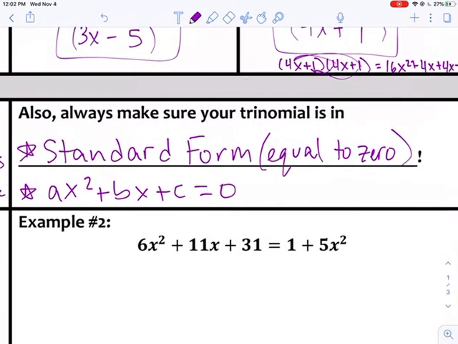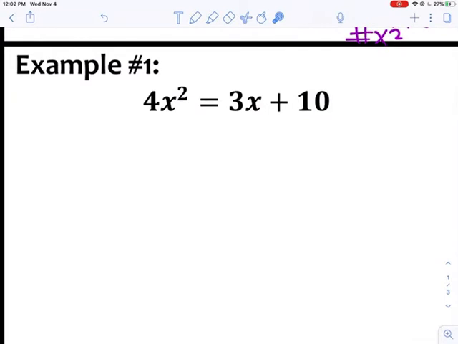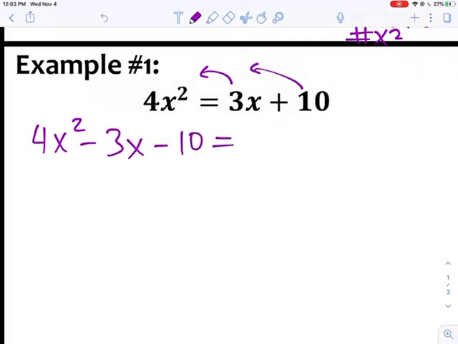Make sure before you factor, always have it in standard form, which means that it's going to be set up x squared plus your x plus your constant equal to 0. So let's look at a couple of these. First things first, this is not in standard form, so I'm going to move both of these things over. So I'm going to have 4x squared. Anytime I move something across the equal sign, it just changes the sign. So 3x was positive. It's now going to be negative. 10 was positive. It's now going to be negative, equal to 0.